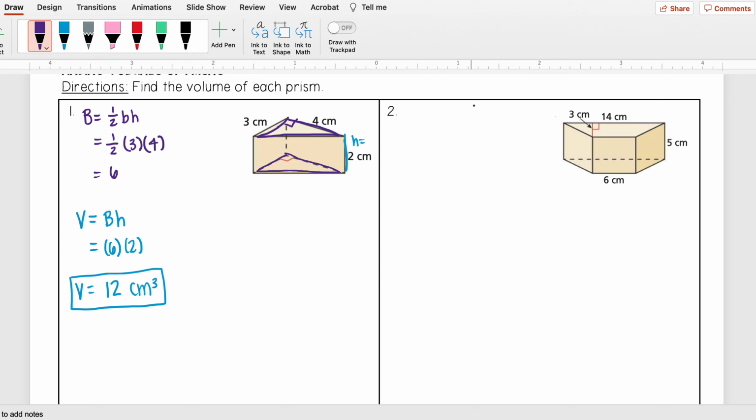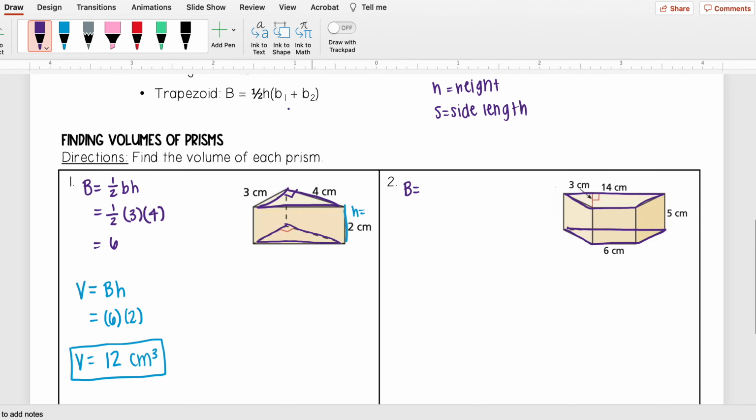Okay, let's look at another one. First step to find the volume is I need to find the area of the base. So I need to recognize what my base is here. And I see that my base, which again is going to be the polygons that are congruent and parallel to each other, in this case is a trapezoid. And so up above, we see that the area of a trapezoid is equal to 1/2 the height times base 1 plus base 2.